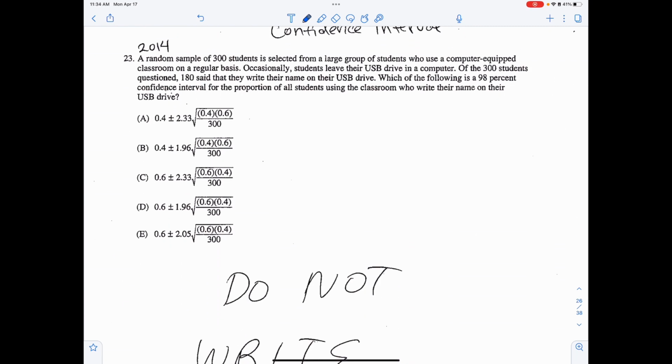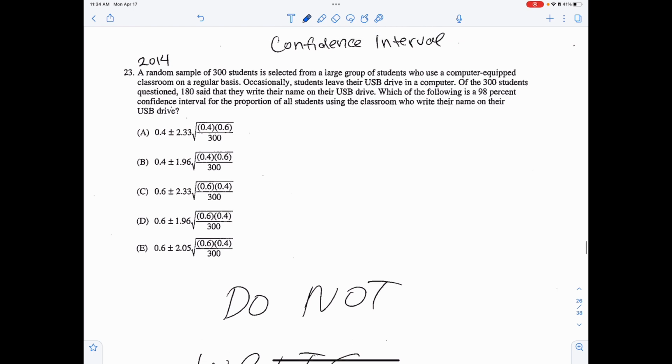All right, I'm recognizing this as a one prop z interval. Again, I have 180 out of 300, so that's my p hat. I look and they have it in decimal. I do the decimal, and that's 0.6, so I know it's not those. These other ones all match, so I don't really have to look at that. And the only difference, again, comes down to my z-star.